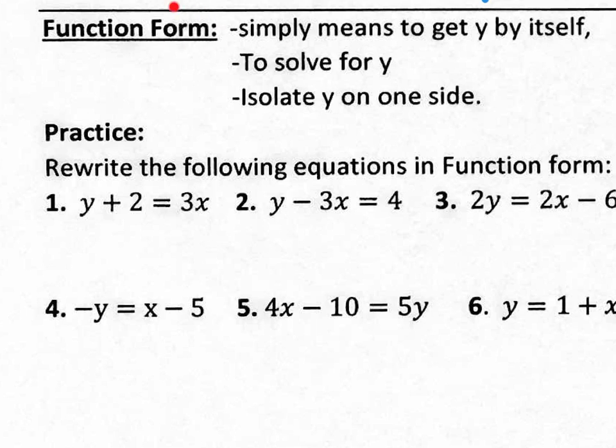I mean, the word form itself means that it has a certain shape, it has a certain organization, right? If you fill out the form at the doctor's office, it probably has your name first, and then your address, and your age, and all this other stuff that's organized. So form is the organization of it, it's the way it looks. So when we look at an equation that's in function form, all that's saying is that it has to look like y equals something. Maybe y equals x plus 1, y equals 3x minus 2. As long as you have y by itself, that's technically function form.